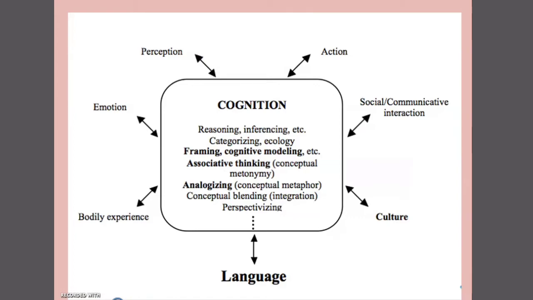This is a chart of cognition and language. You can see that cognition is related to language. Cognition means perception, action, social communication, culture, body experience, emotions, etc. These are all based upon language. These are all packed up with language. So cognition and language have a good connection.